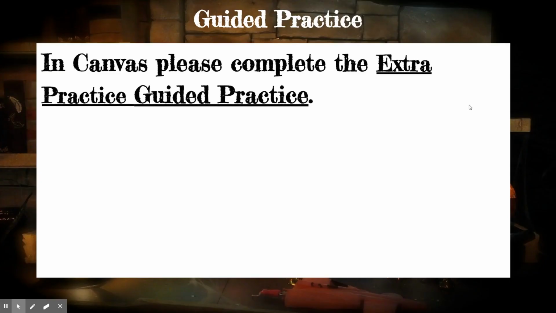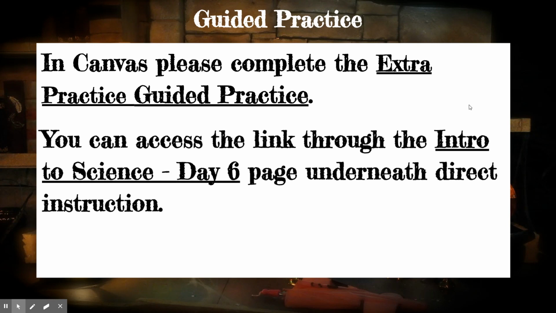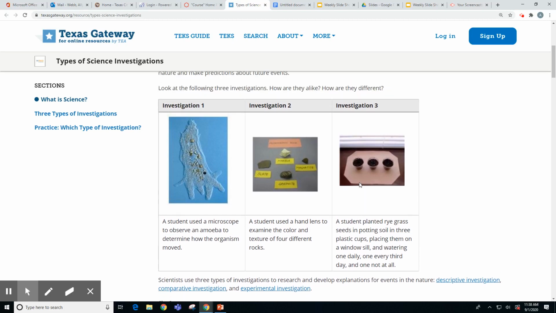You can go on to Canvas and complete the extra practice, guided practice, just to get more a feel of testing your skills and determining what determines a comparative, a descriptive, or an experimental investigation. We'll actually go over some examples after this in that guided practice. So if you look here, we're going to go over these three types of investigations.